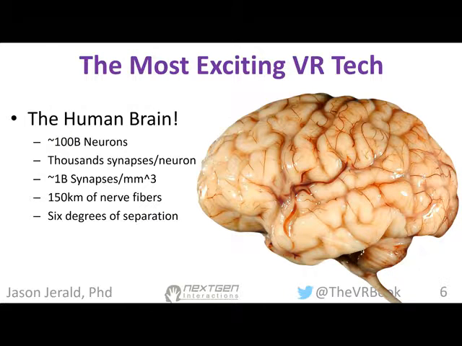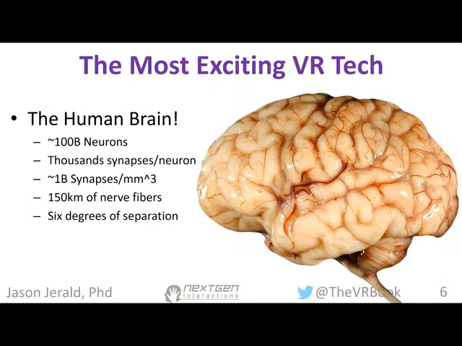And so, a crazy number: 150,000 kilometers of nerve fibers. In your brain, you have enough of those nerve fibers, or connections between the neurons and such, to circle the earth multiple times. Pretty crazy to think about. Six degrees of separation. What I mean by that is that, on average, any neuron can reach any other neuron by only traveling through six other neurons. So, a massively parallel machine here.